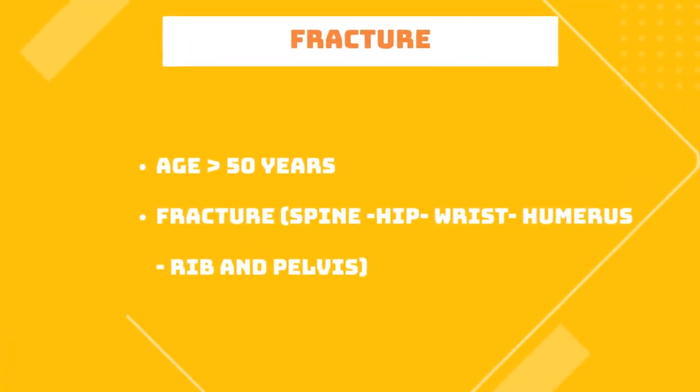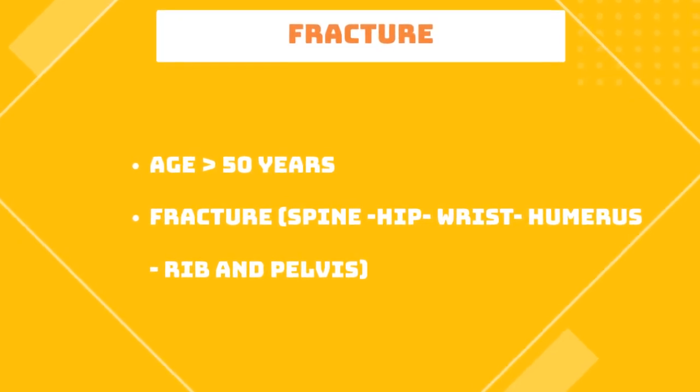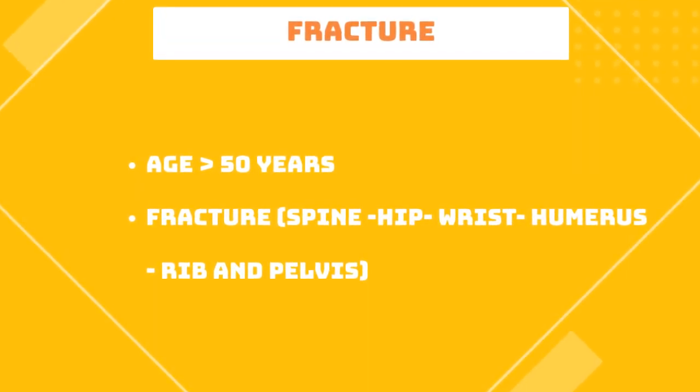Second is fracture in an old patient, more than 50 years old. Fracture of the spine, hip, wrist, humerus, rib, or pelvis. They have a probability of osteoporosis. Fracture of the spine and hip in an old patient, regardless of their T-score, means osteoporosis.